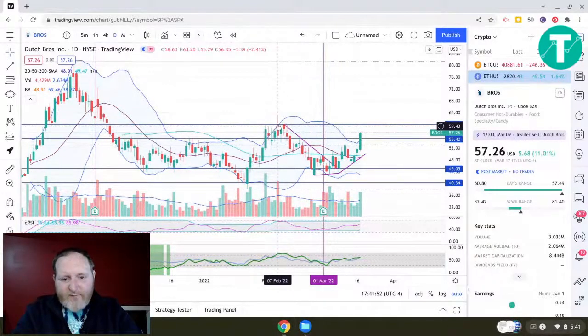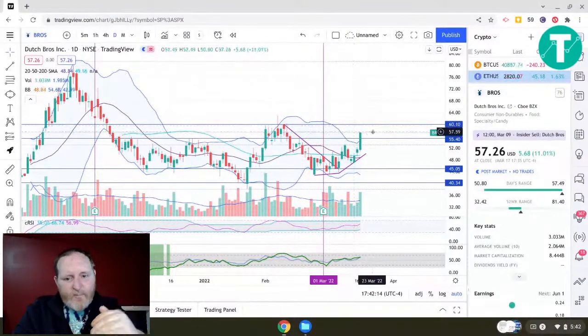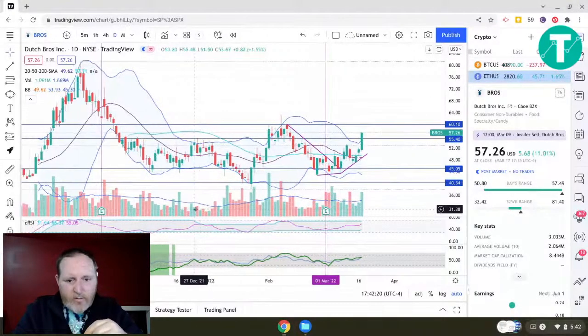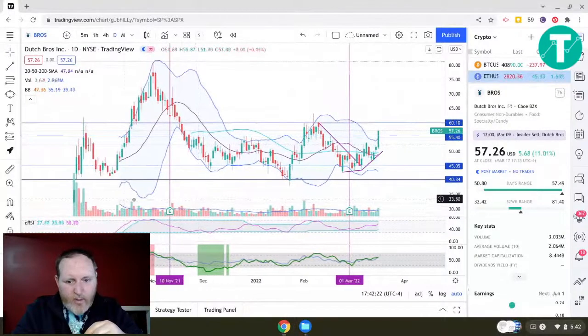On February 7th, it did break through. It got to $63.20, but it didn't close up there. It closed down here at 56.35. And then you can see here on February the 9th, it tried to break through there again, but it couldn't. So it's a really strong resistance area that will probably send it drifting back down to the bottom of its range here.